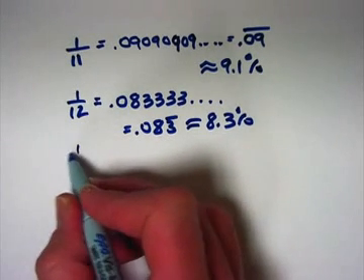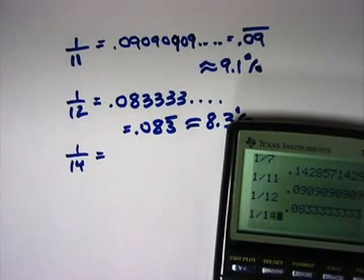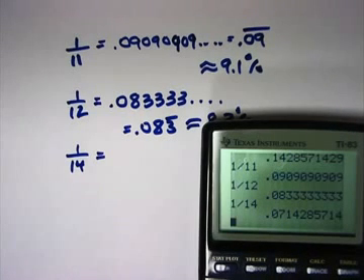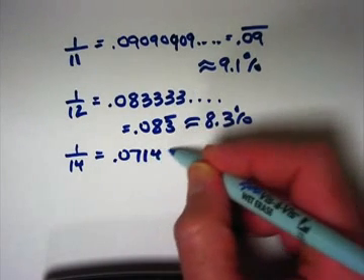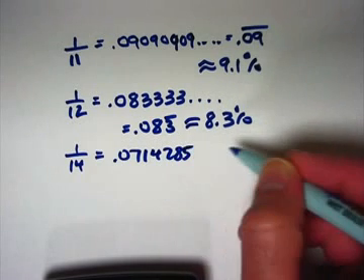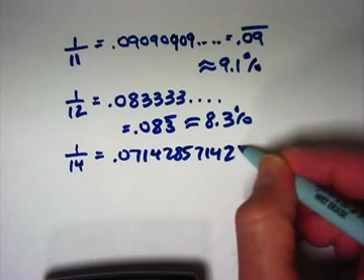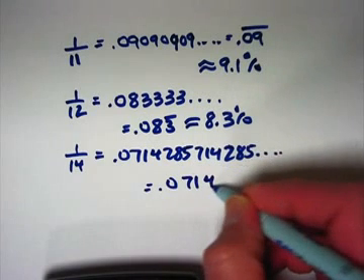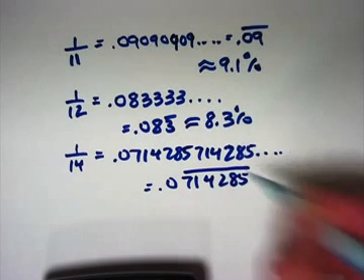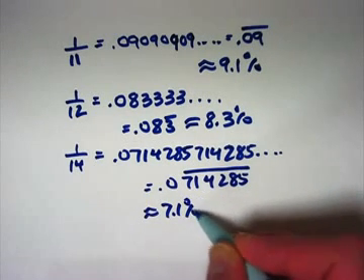A few more here. I'm going to skip 1/13. I'm going to look at 1/14. If you want to do 1/13, you can. 1/14, 0.07142857 14. Looks like there's a repeating pattern there, but what is it? That's the repeating part. 714285. 714285. Evidently, and you can double check that with long division, with the bar notation. Write it like this, approximately 7.1% is 1/14.